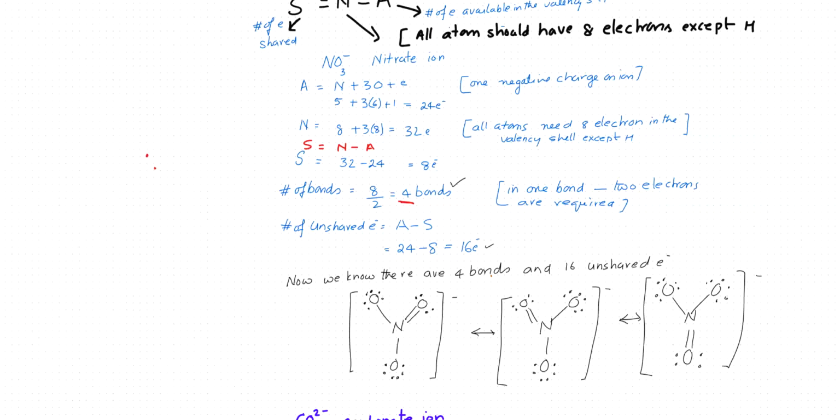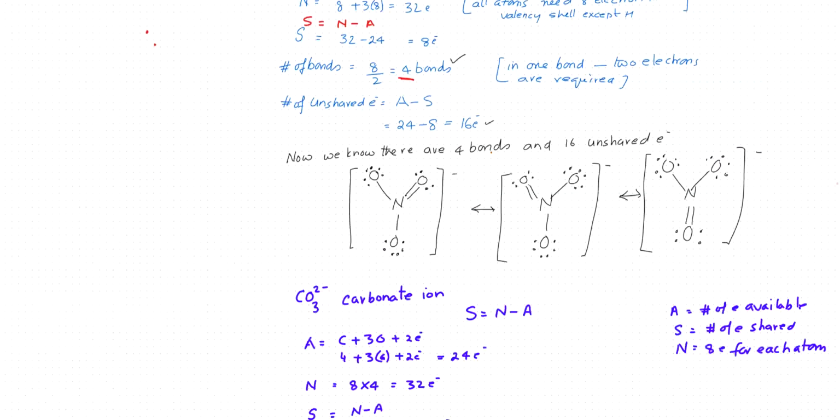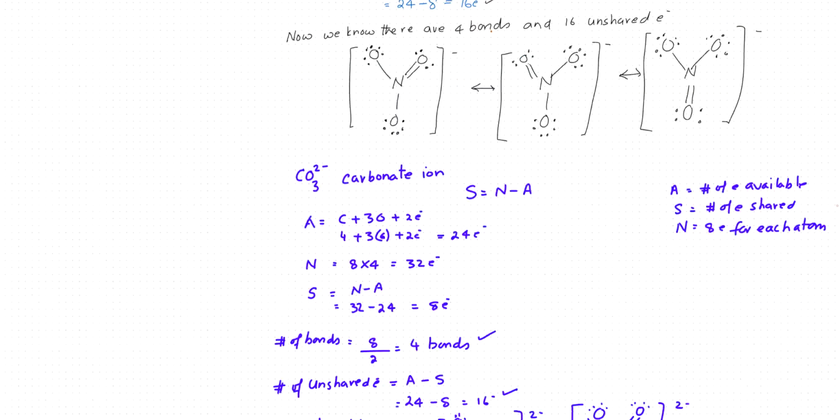The next question, we will take one more example, carbonate ion. So CO3 2 negative is the carbonate ion. The formula is S is equal to N minus A. How many electrons are available in the valency shell? 1 carbon and 3 oxygens. Carbon has 4 valence electrons. Each oxygen has 6, so 3 oxygens means 3 times 6, 18. And there are 2 negative charges here, so we add 2. Altogether it comes to 24 electrons available in the valency shell.